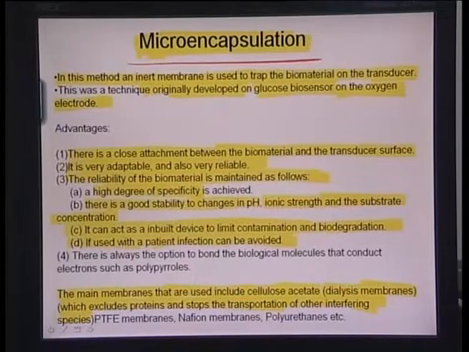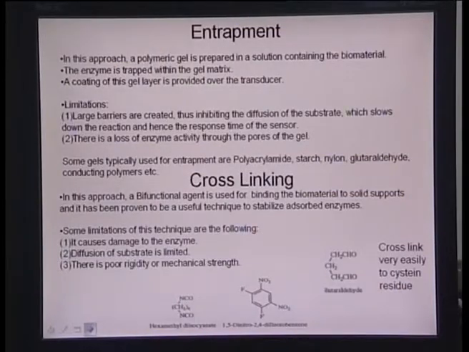Then you have other kinds of structures like PTFE, polytetrafluoroethylene membranes. Nafion is a very good material, polyurethane etc., which can be used successfully for microencapsulating the biological moieties. The next in line is entrapment.